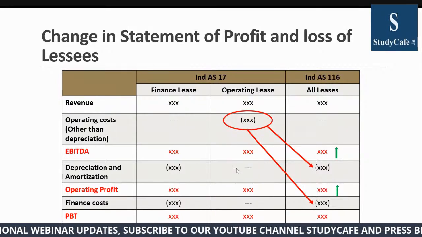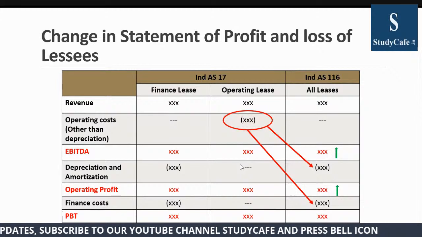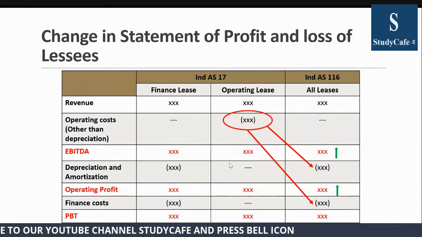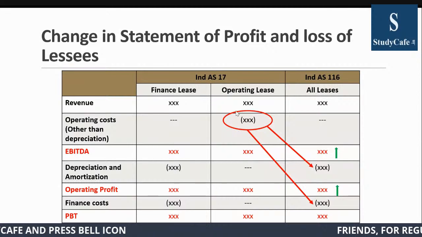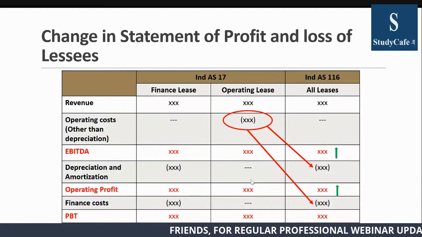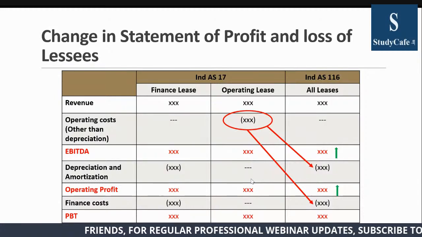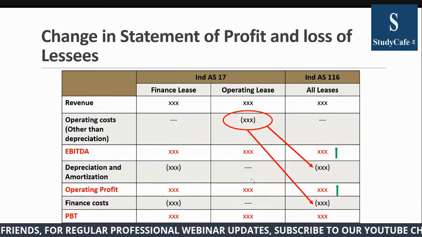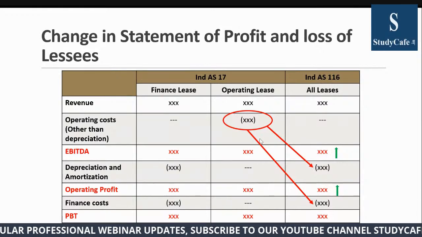But in case of operating leases, there was no depreciation, no finance cost because there was no asset and no liability. But there was an operating cost, because whatever the lease rentals the lessee was supposed to pay was charged as operating cost, as rental expense. So there was an operating cost.